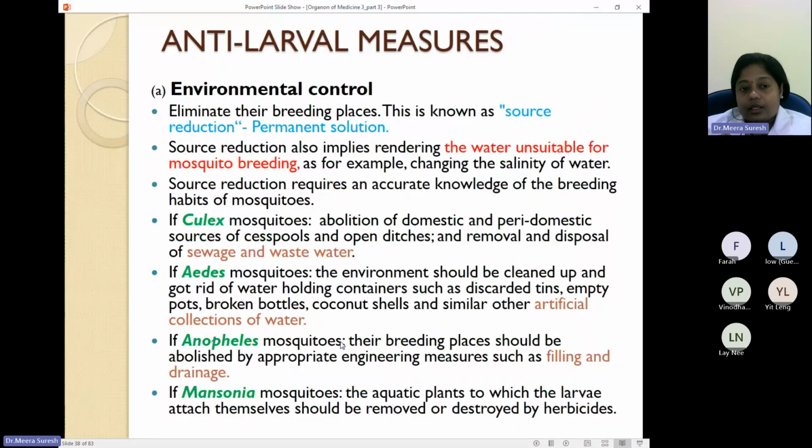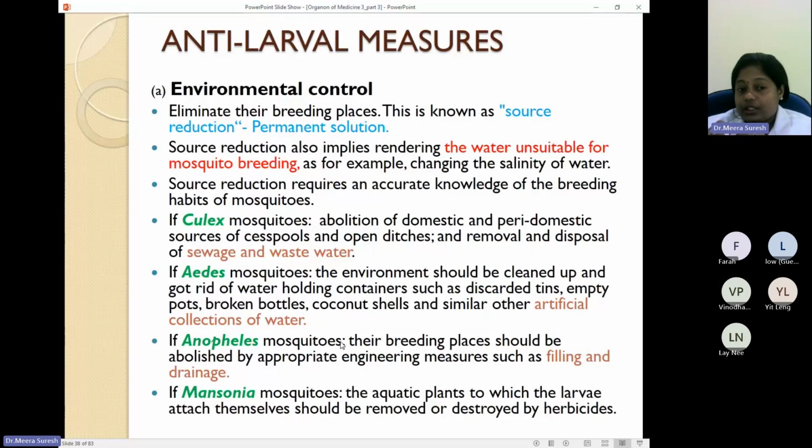So going into detail, the environmental control, which is the permanent solution, or the source reduction, where we are going to control the breeding places. Source reduction also implies rendering the water unsuitable, because we already saw the three stages, egg, larva, and pupa, are actually in the water. So we are going to render the water unsuitable for mosquito breeding, for example, by changing the salinity of water or using some chemicals.